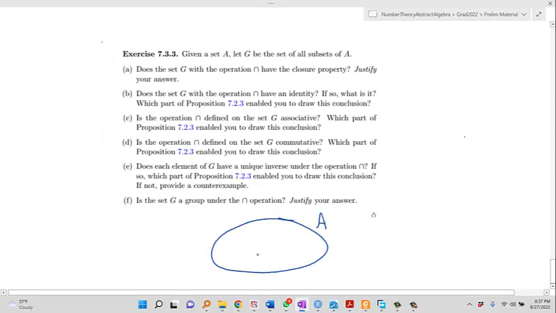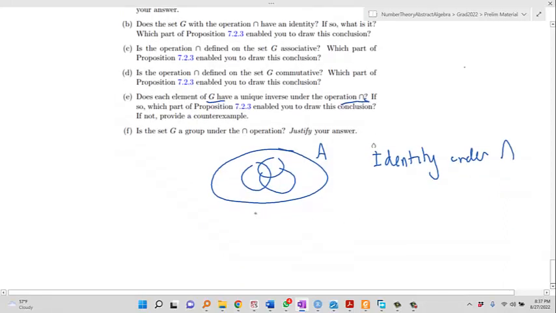And then all the subsets in A, we can draw lots of different subsets. All the subsets in A are the elements of G. Okay? So does each element of G have a unique inverse under the operation intersection? Okay. So first of all, we need to find the identity under intersection. So the identity under intersection would be, I'll call that I.